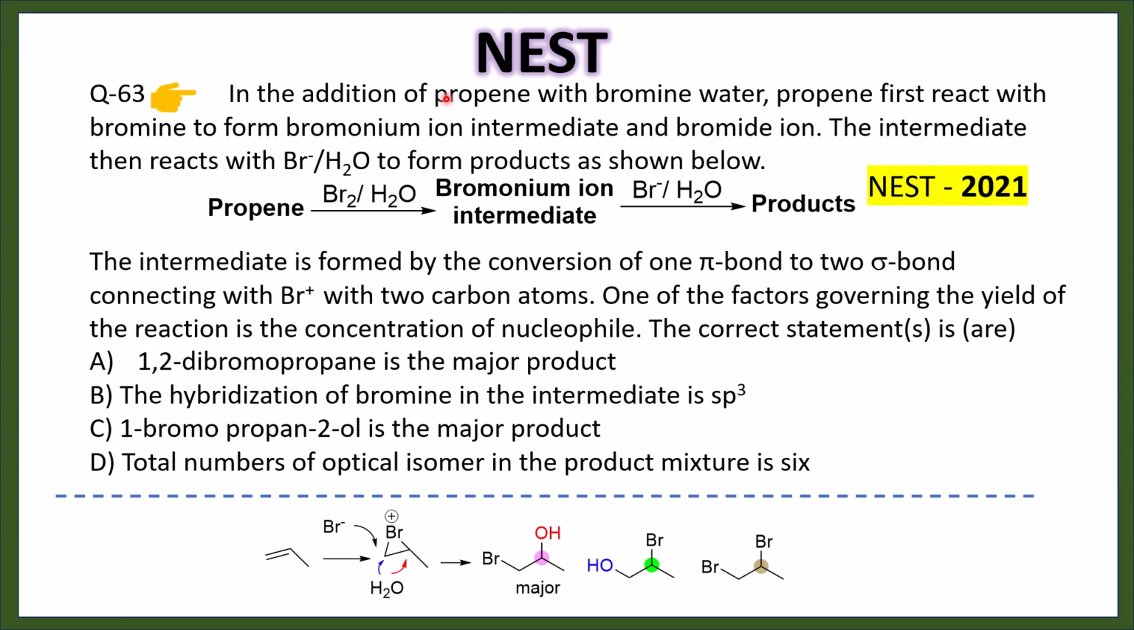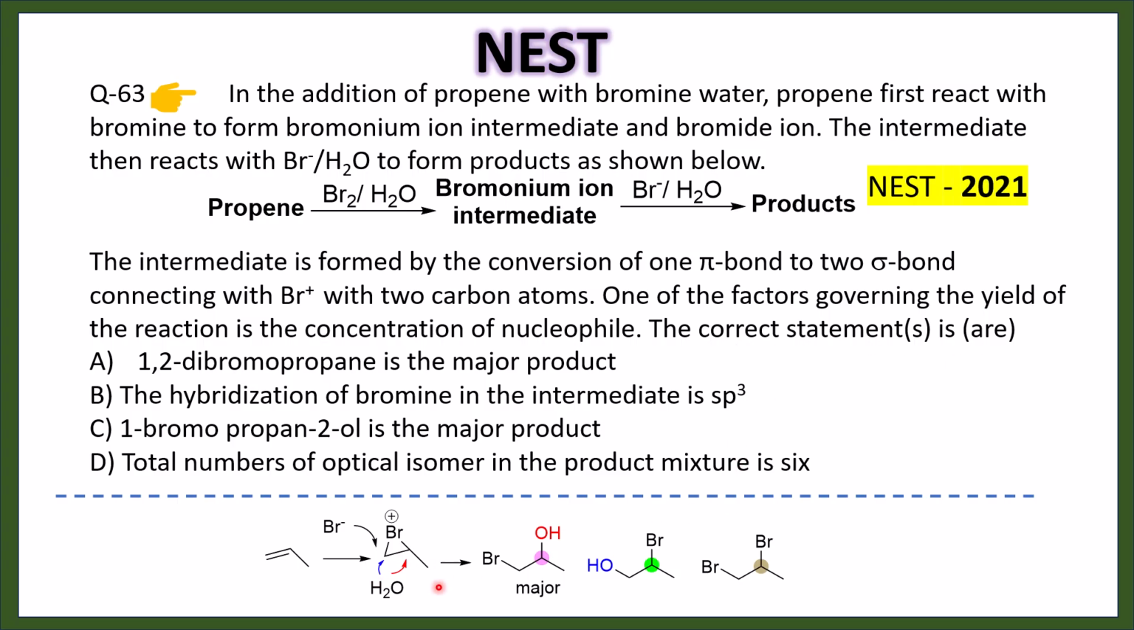Question number 63. In the addition of propene with bromine water, propene first reacts with bromine to form the bromonium ion intermediate, and the bromide ion, the intermediate, reacts with bromine water to form the product as follows. The intermediate is formed by the conversion of one pi bond to two sigma bonds attached with the bromine plus, and the factors governing the yield of the reaction depend on the concentration of the nucleophile. The correct statement is R.